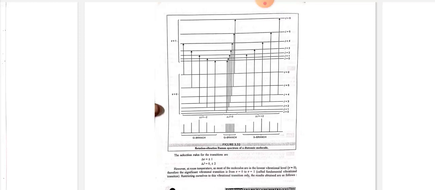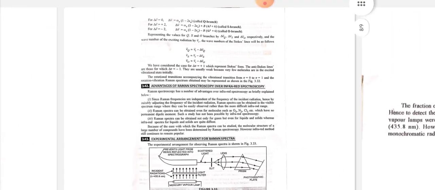However, at room temperature, most of the molecules are in the lowest vibrational level, that is nu is equal to 0, and therefore the significant vibrational transition is from nu equal to 0 to nu equal to 1, called the fundamental vibrational transition. Restricting ourselves to these vibrational transitions only, the results obtained are as follows.